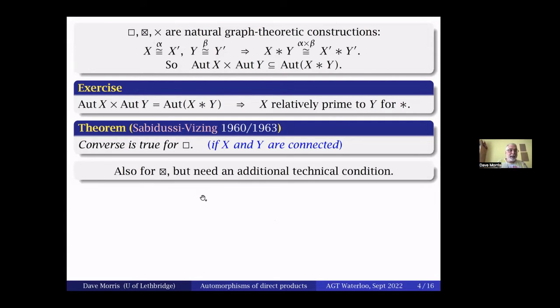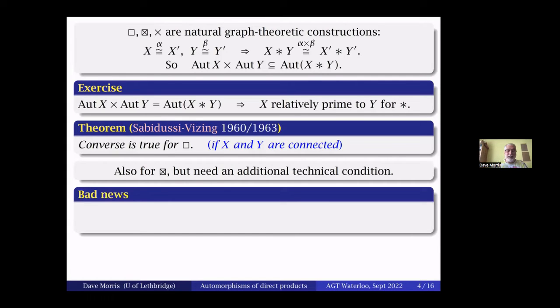But essentially we understand the automorphism group of the Cartesian product or strong product of two relatively prime graphs. So the bad news, though, is that the converse is definitely not true for the direct product. So in short, the point of what I've been talking about up to this point is that we simply do not understand the automorphism group of a direct product.